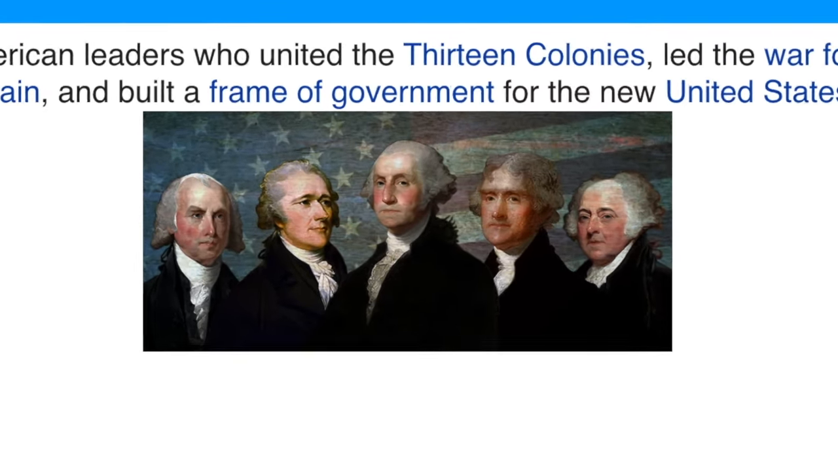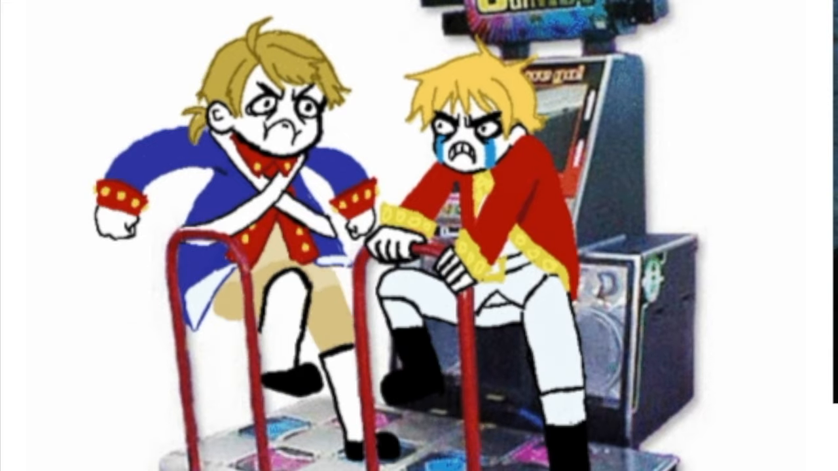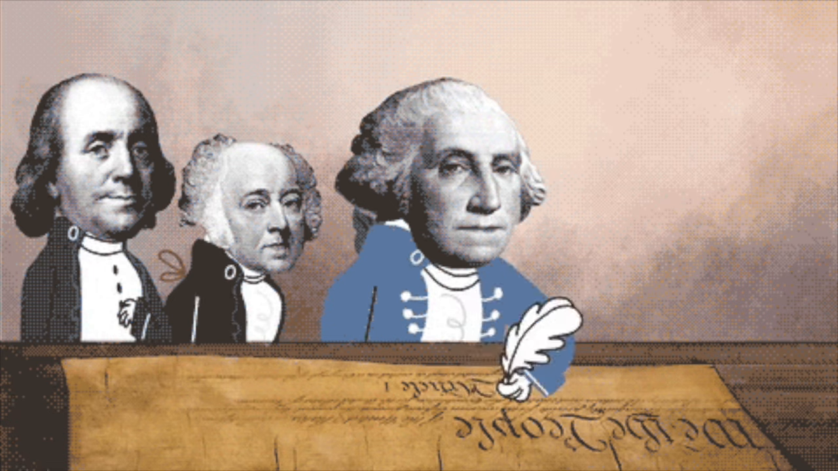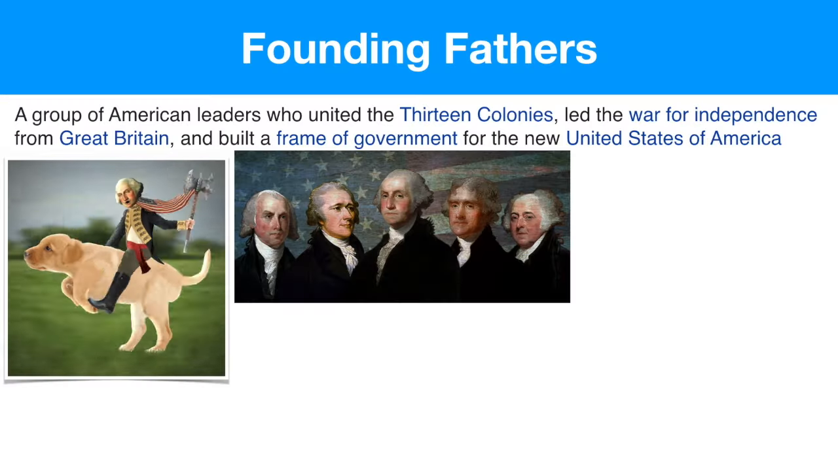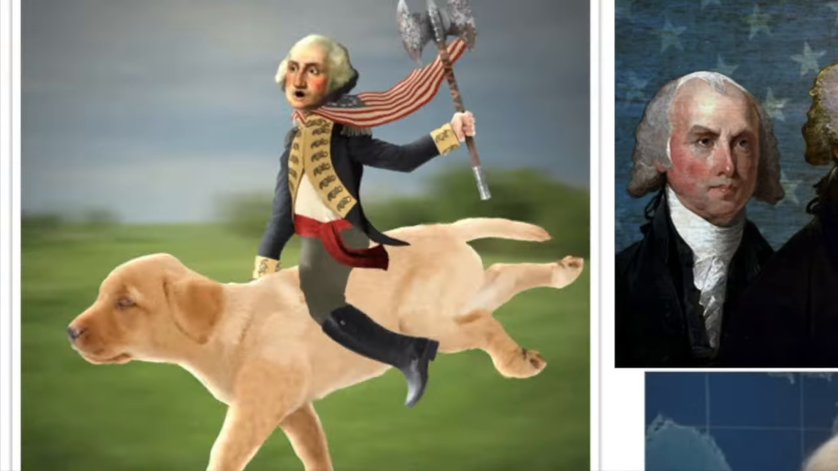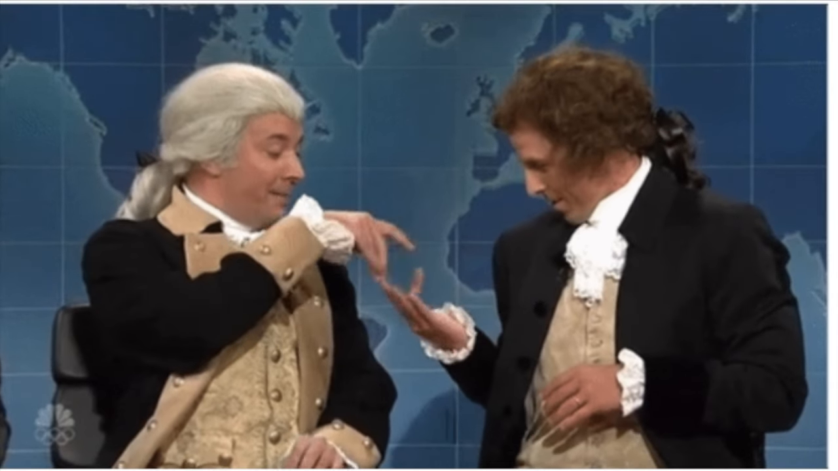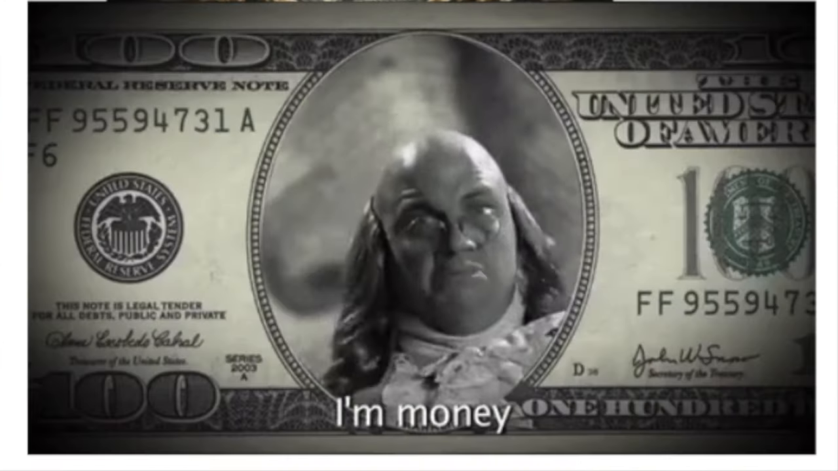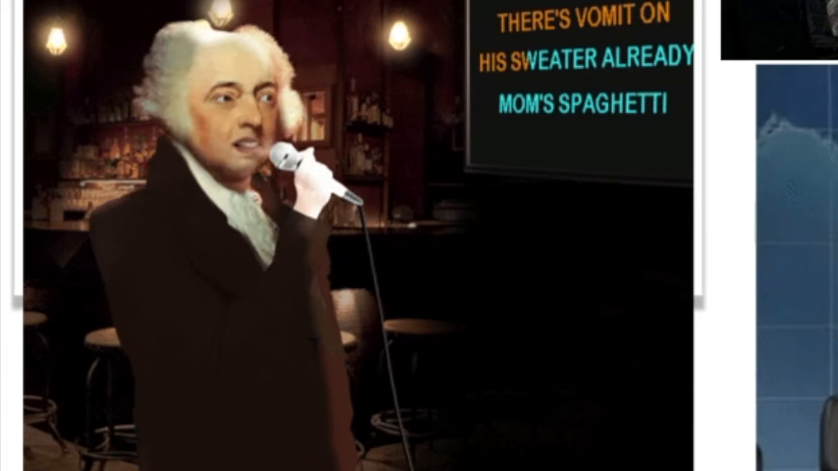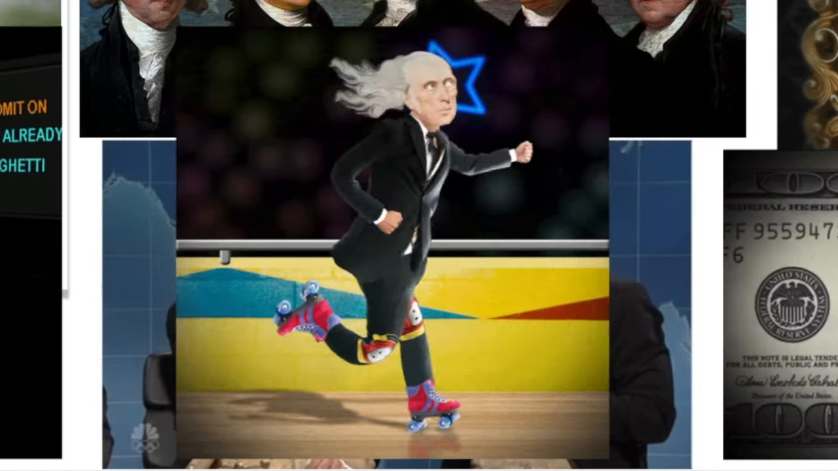Fathers. Remember, this is a group of American leaders. They united the 13 colonies, they led us in the war for independence, and after we were done fighting, they helped frame our government and wrote the Constitution for the United States of America. So these Founding Fathers, of course, are George Washington and his fleet of attack dogs, his best buddy Thomas Jefferson. We also have Alexander Hamilton, who's on your $10 bill, Benjamin Franklin, who's on the $100 bill. We have John Adams, a karaoke master, and of course, James Madison, the one who wrote the Constitution, the worst roller skater in the world.